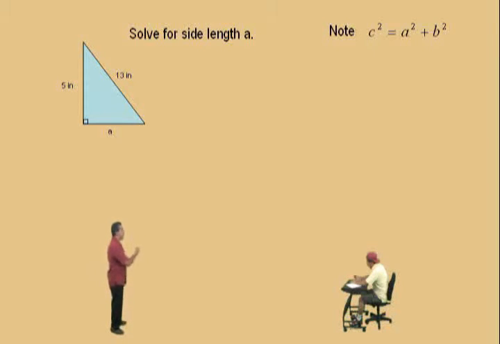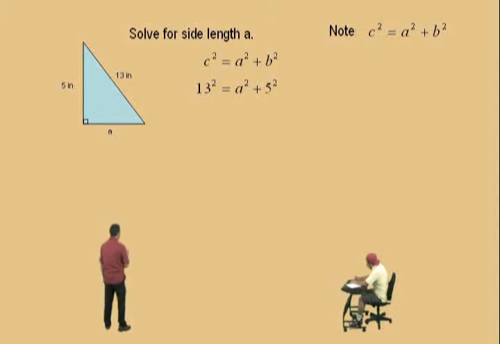Now, in the theorem, C represents the side length opposite the right angle, which is called the hypotenuse, the longest side. The A and the B represent what we call the legs of the triangle. And here we have it labeled there. The hypotenuse is 13, Charlie. The legs are 5 inches and A. And we're trying to find A. So here we go, Charlie. There's the theorem. C squared equals A squared plus B squared. Our C is 13. Our A is that leg right there, and the other leg, we'll call it 5.